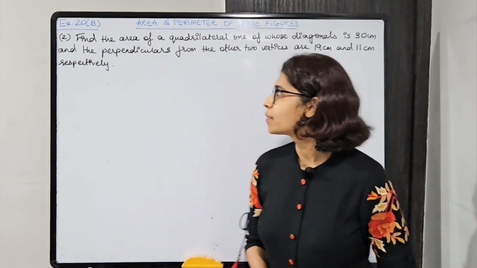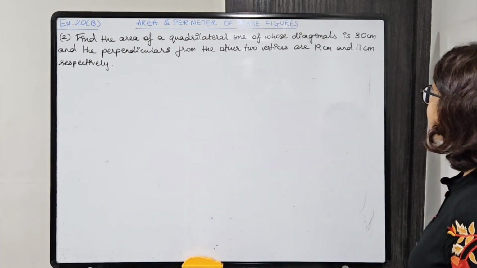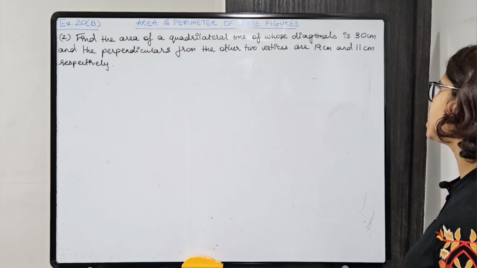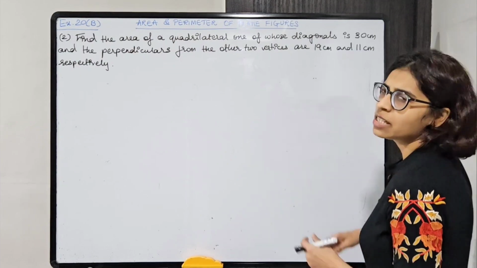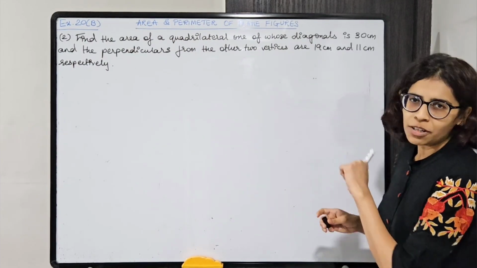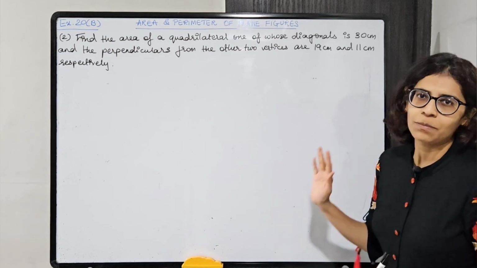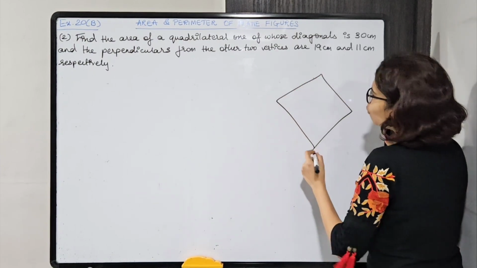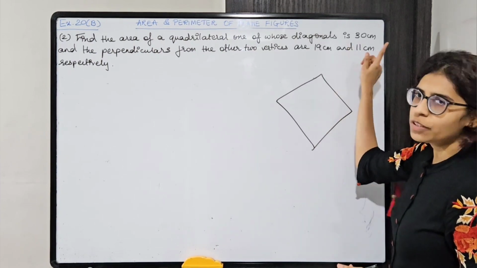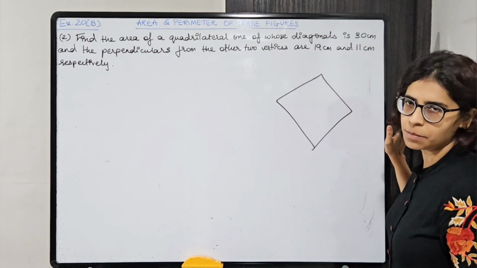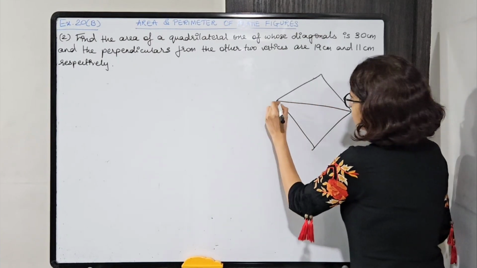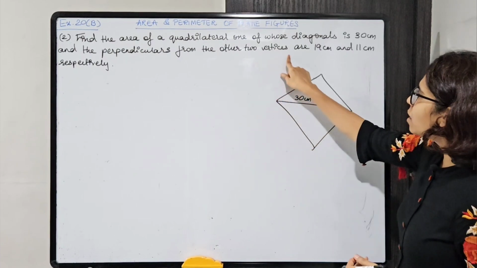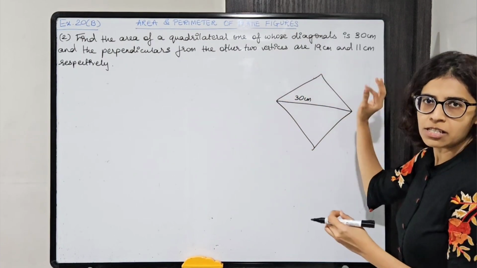Question number 2. Find the area of a quadrilateral, one of whose diagonals is 30 centimeter and the perpendiculars from the other two vertices are 19 centimeter and 11 centimeter respectively. It's a very easy question, students. Quadrilateral है, कौन से टाइप का quadrilateral है हम लोग को नहीं पता है. So we just know this is a four-sided figure, and for this quadrilateral we are given one of the diagonals. So one of the diagonals is 30 centimeter. Okay. What else? The perpendiculars from the other two vertices are 19 centimeter and 11 centimeter respectively.